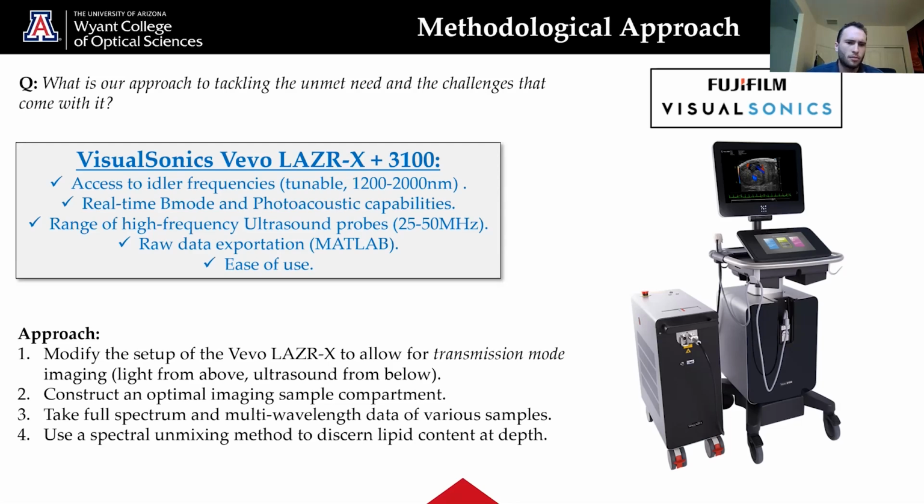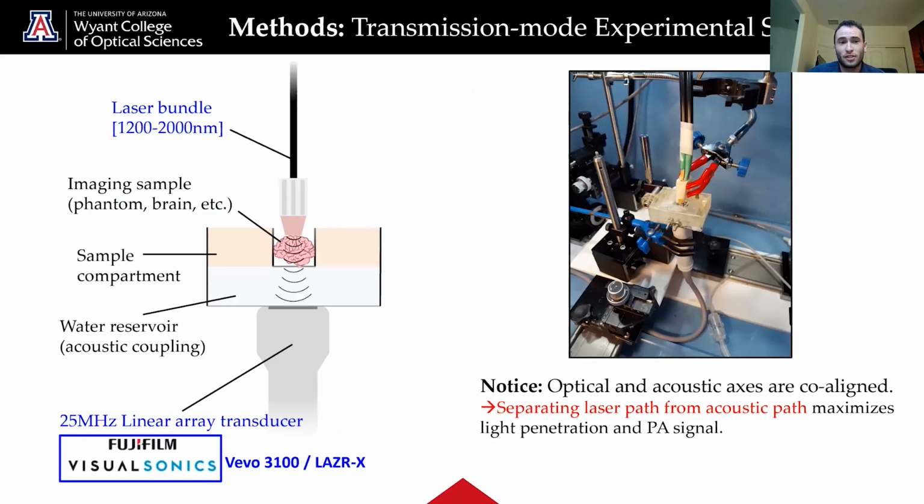So our overall approach for mapping lipid and water content in tissue would be to modify the setup a little bit for transmission mode imaging, which is light from above, ultrasound from below, and I'll talk to that in the next slide. Then we want to construct an optimal imaging sample compartment. Then we're going to take full spectrum, multi-wavelength data, combine that all, and see if a spectral unmixing method can bring out contrast between lipid and water. And of course, we're going to be operating in the shortwave infrared, 1200 to 2000 nanometers, for reasons I said last slide. So now going on to what I mean by that transmission mode setup.